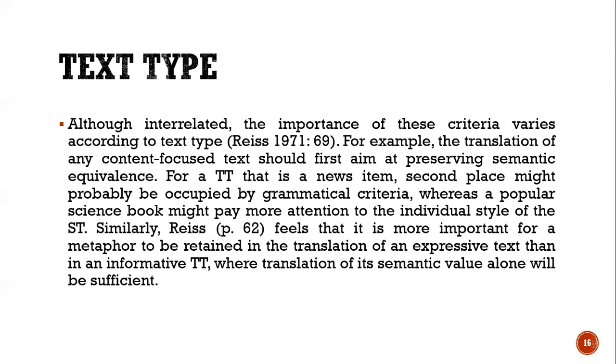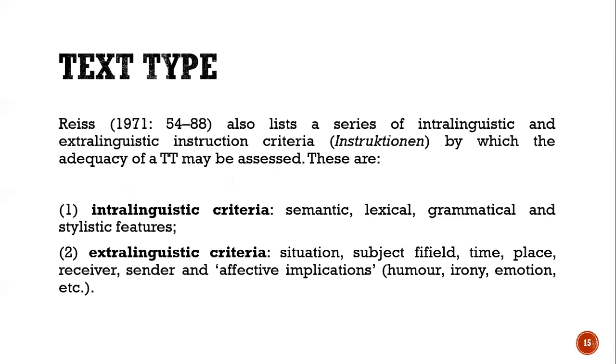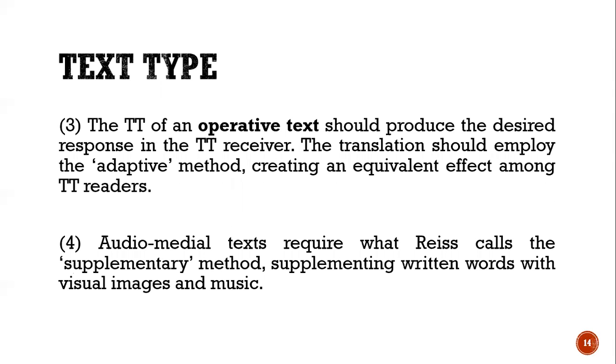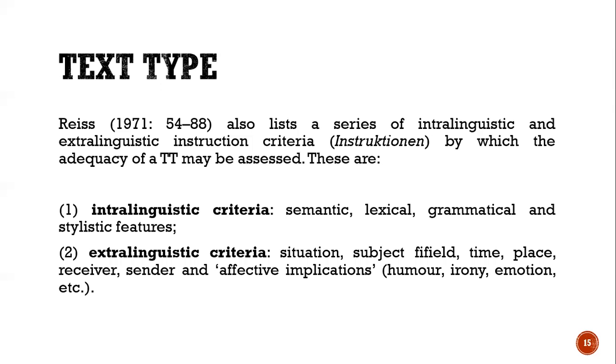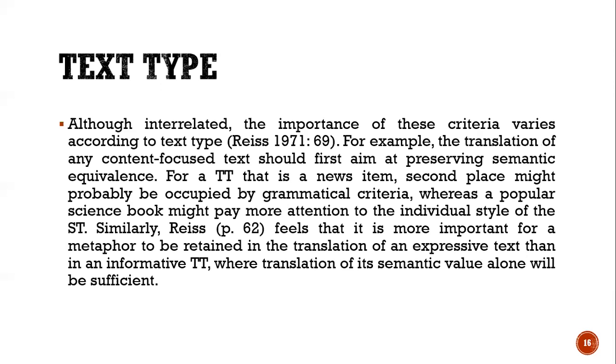Okay. Last slide. Although interrelated, the importance of these criteria varies according to text type. So you see the criteria, intralinguistic feature and extralinguistic feature, will vary on the basis of the text type. If the text type is expressive, then you have to treat it in a different way. If the text is informative, you have to treat it in a different way. Expressive, informative, and the operative text. Okay, so according to the text, you have to decide on these intralinguistic and extralinguistic criteria. So text type is very important here.